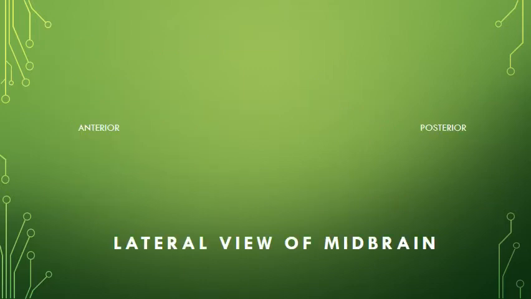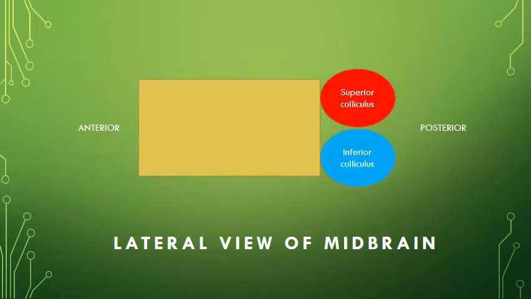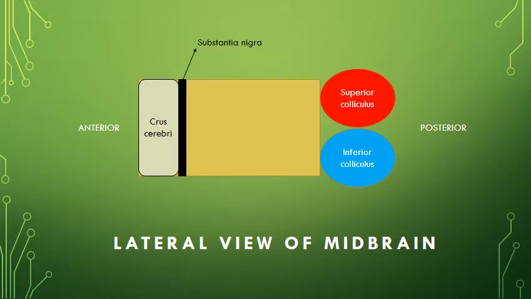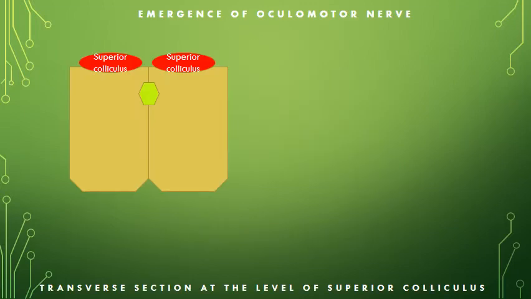In the lateral view of the midbrain, we can see the anterior and posterior parts. The whole body of the midbrain is present anteriorly, and behind it posteriorly there are two colliculi, the superior and inferior colliculus. From the anterior side, the crus cerebri is present most anteriorly. Next to it is the substantia nigra, and then the remaining part is the tegmentum, where the cerebral aqueduct is present.